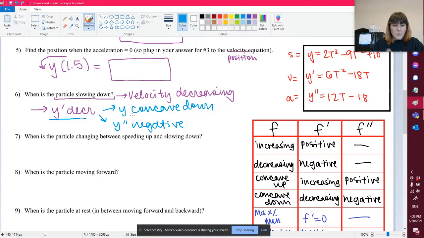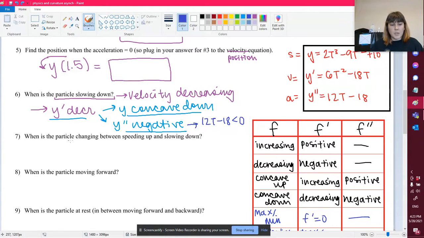Out of these three things to investigate, pick one that you think is easiest and do it. I'm a sucker for algebra, so I prefer setting the second derivative to be negative and then solving for what makes that true. Again, that's a personal preference.